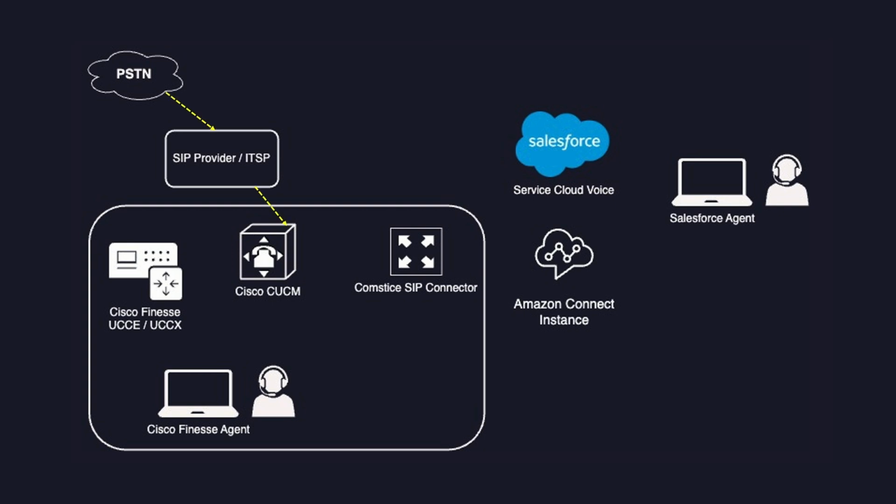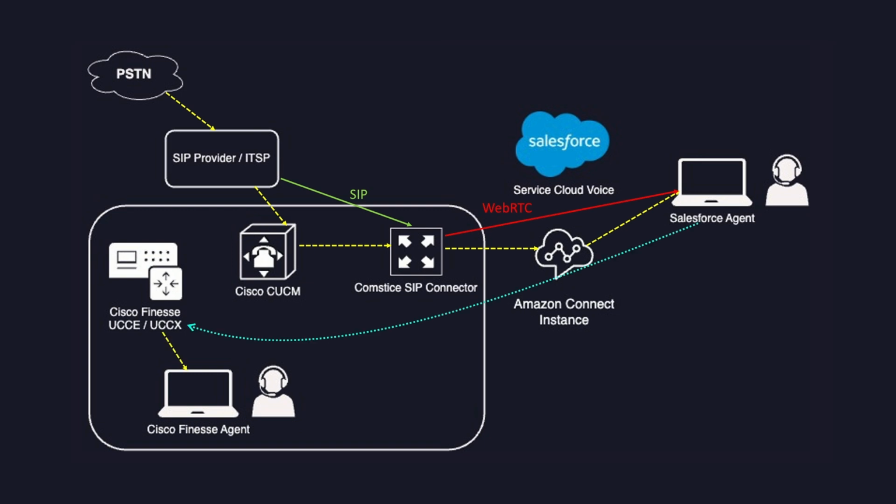In the background, Salesforce Service Cloud Voice uses Amazon Connect cloud telephony infrastructure. You can integrate your existing Cisco Call Manager with Amazon Connect via SIP using Comstice SIP Connector. You can send calls from Cisco Call Manager to Salesforce Service Cloud Voice, and Salesforce agents can transfer the calls back to Cisco Call Manager as well.